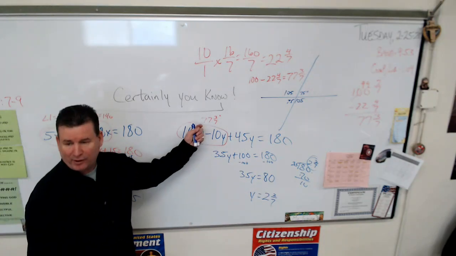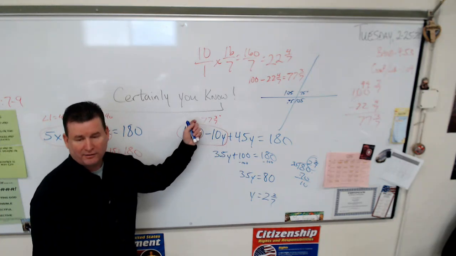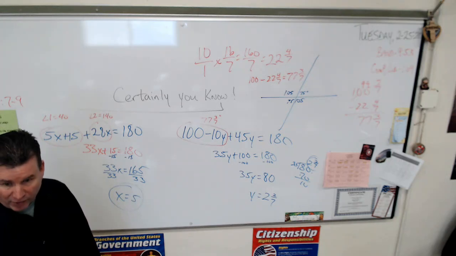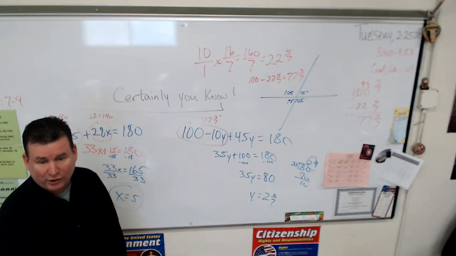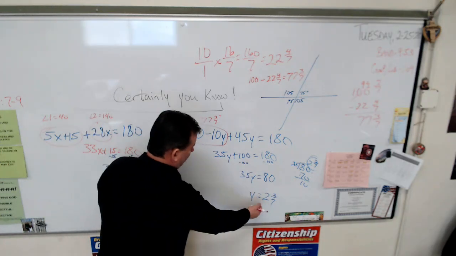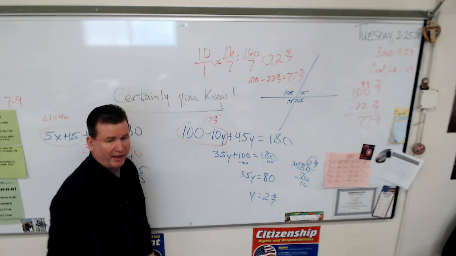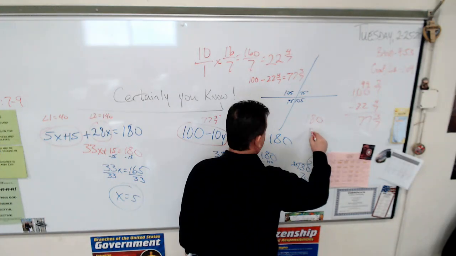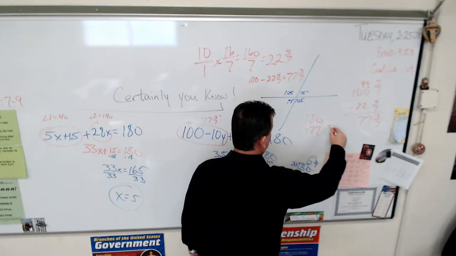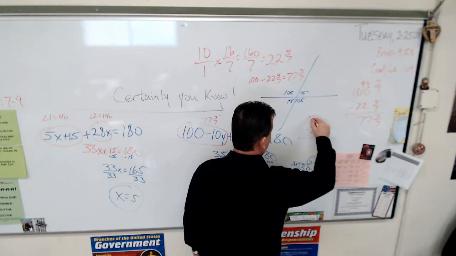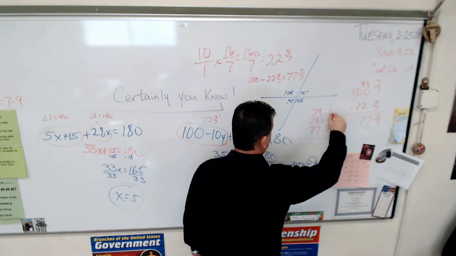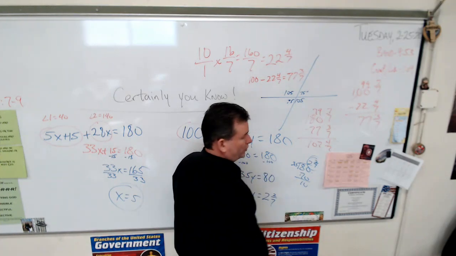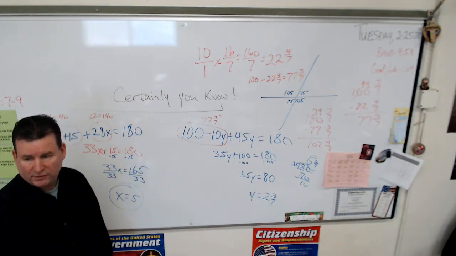I can figure out angle 2 by doing 180 minus 77 3/7. Did you follow that? I could choose to go 45 times 2 2/7 and figure that out, or I can just go 180 minus the 77. That's 102 4/7.